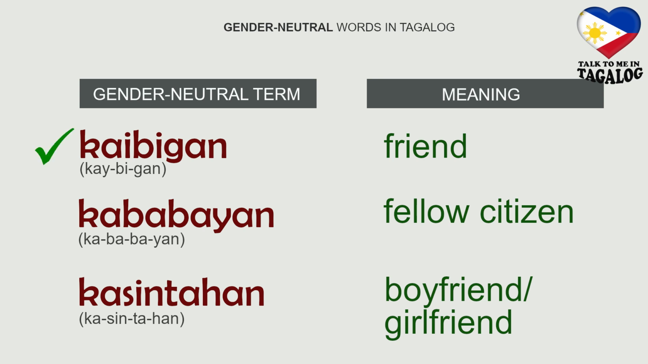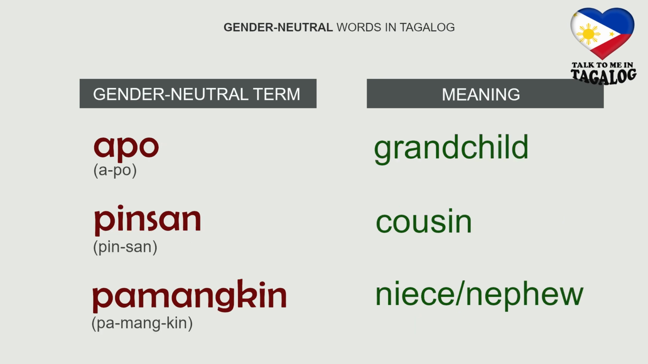Kaibigan. Friend. Kababayan. Fellow citizen. Kasintahan. Boyfriend or girlfriend. Apo. Meaning grandchild.